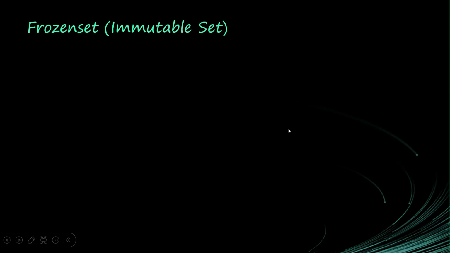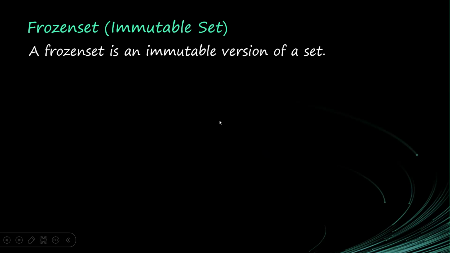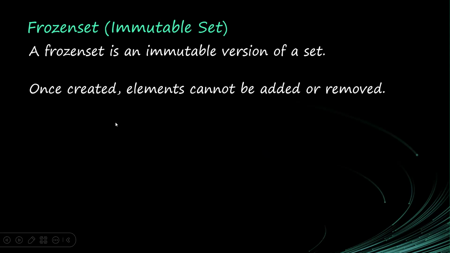All right. Now there's something we call frozen sets. Remember that sets are mutable. But in case you want to create a set that is not going to be changed or modified at any point, you use the frozen set. So a frozen set is an immutable version of a set. Remember, anything immutable means that you cannot change or update it. So once created, elements cannot be added or removed. You will use frozenset, then pass in a list or any iterable.